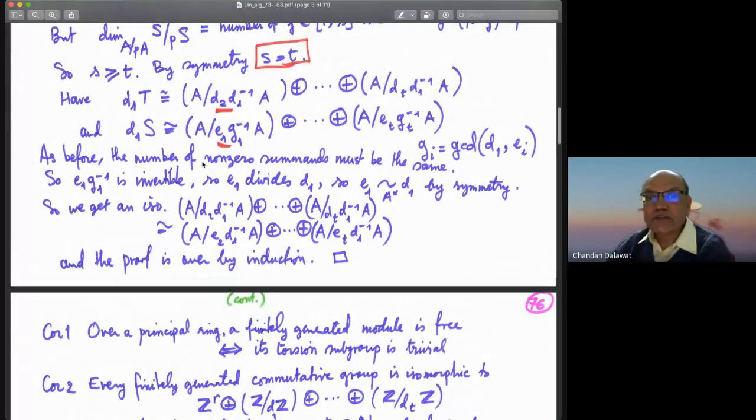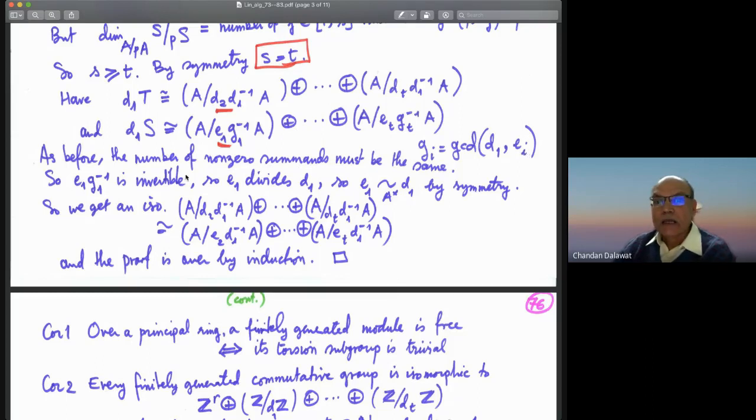Again, some of the results which we had proved earlier will tell you that D1T is isomorphic to A modulo D2 D1 inverse A, the direct sum all the way up to DT D1 inverse A. Okay, that's one thing. How about D1S? That also we had shown that it's going to be A modulo E1 G1 inverse A all the way up to A modulo ET GT inverse, where GI is the GCD of D1 and EI.